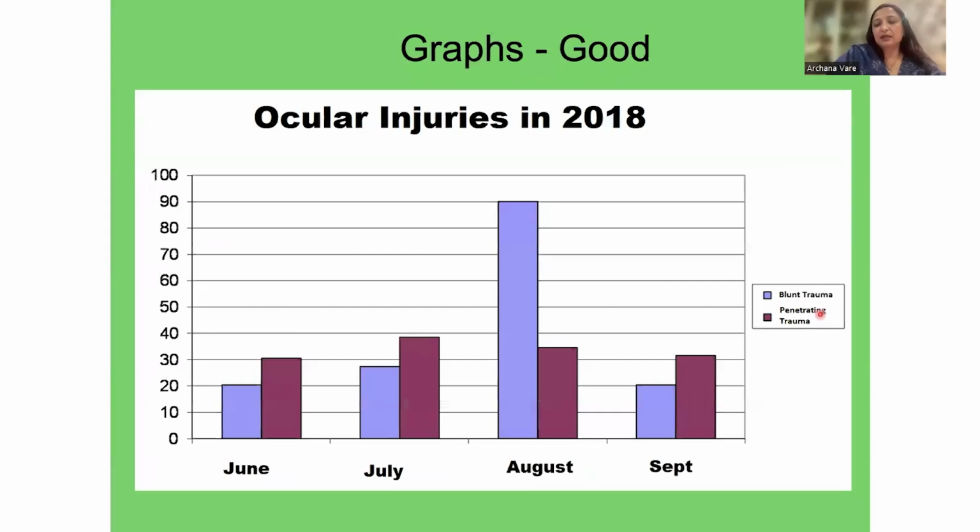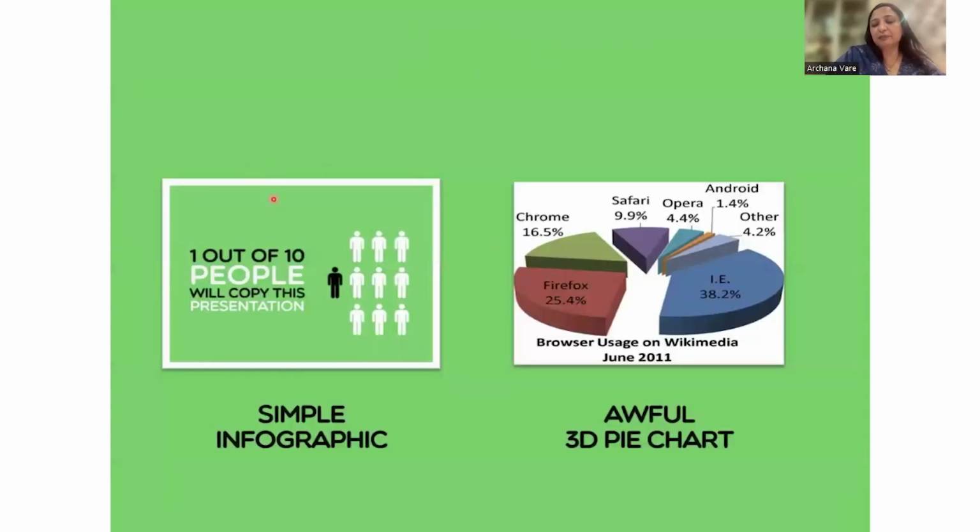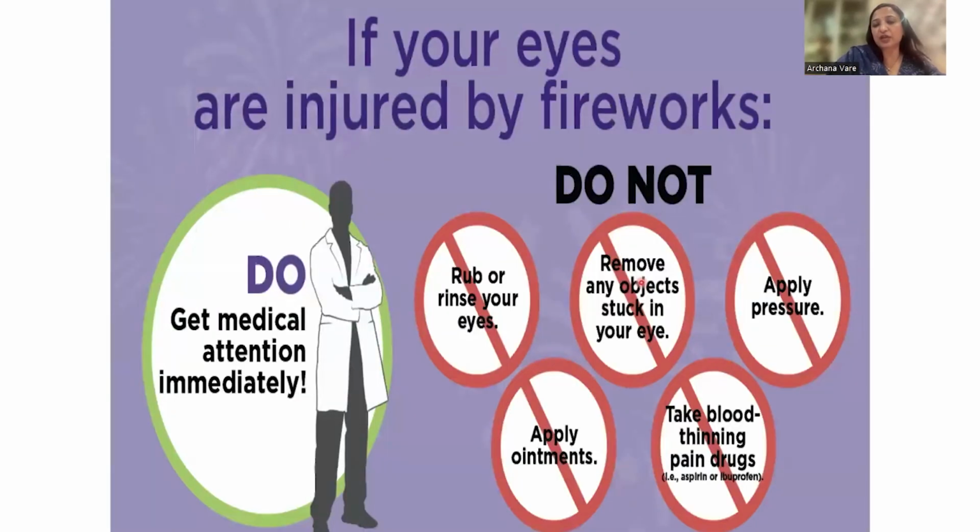And instead, look at this graph. The color contrast is good. The titles have a good font. Everything is easy, we can understand what the author wants to say. So always make simple graphs. This is an example of a simple infographic, and this is an example of an awful 3D pie chart. But infographics like these are very useful for patient education and they should be used.